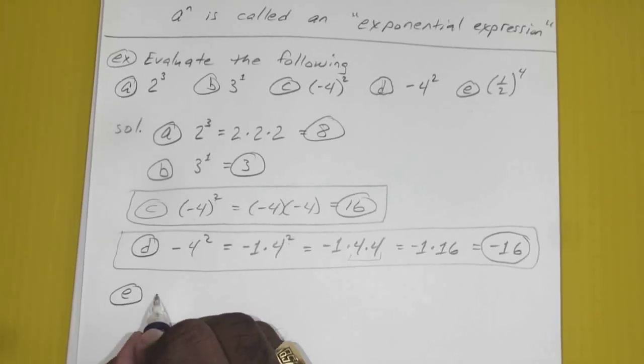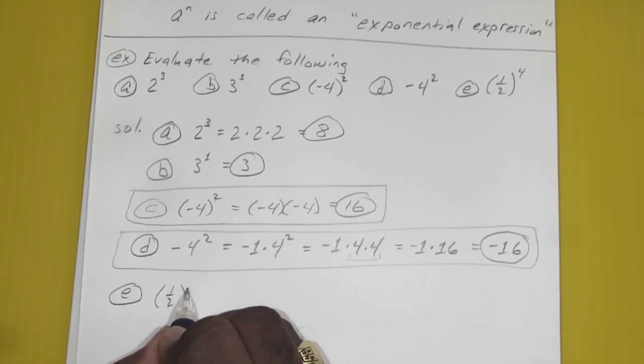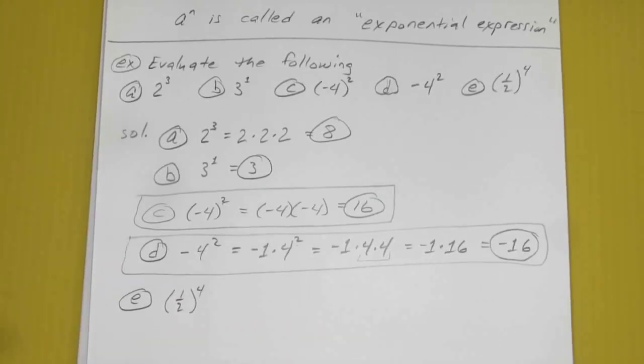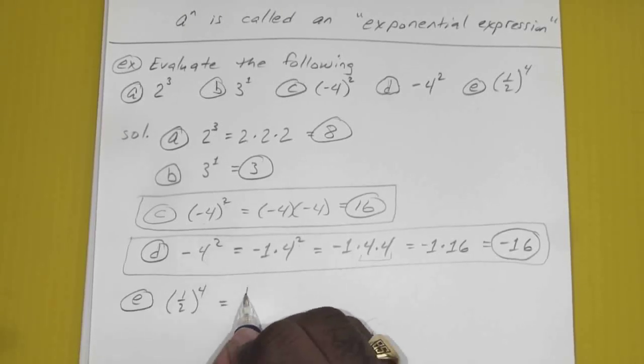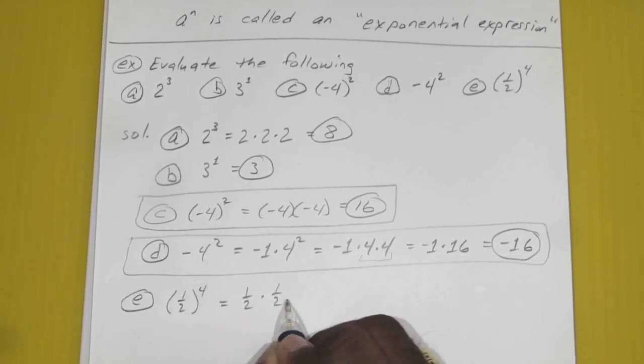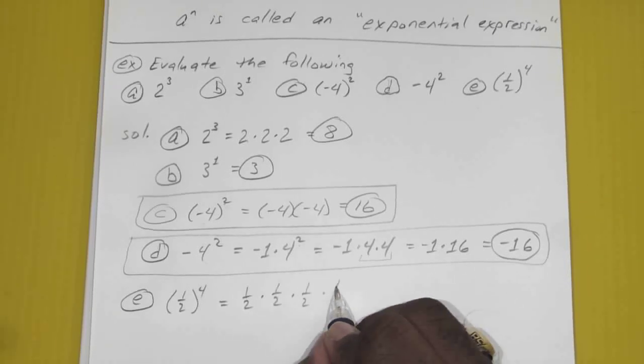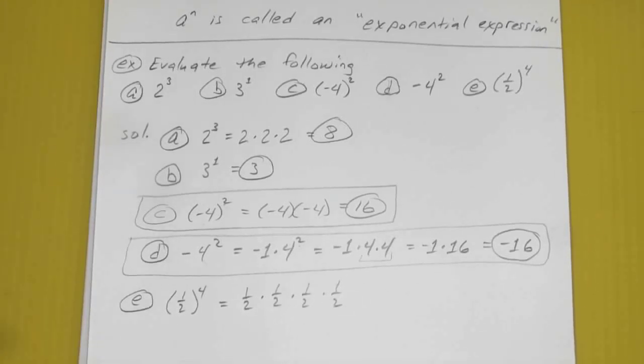And for E, if you have 1/2 to the 4th power, that's just 1/2 times 1/2 times 1/2 times 1/2. And remember, when you're multiplying fractions, you multiply the numerators, then you multiply the denominators. So you have 1 times 1 times 1 times 1, which is just 1. And 2 times 2 is 4, 4 times 2 is 8, 8 times 2 is 16.